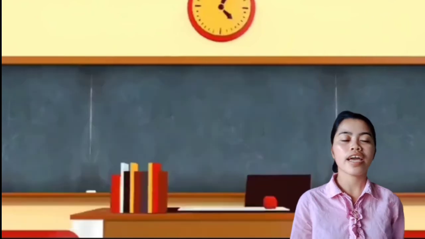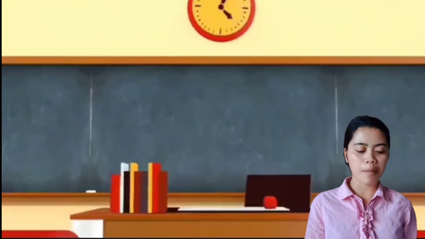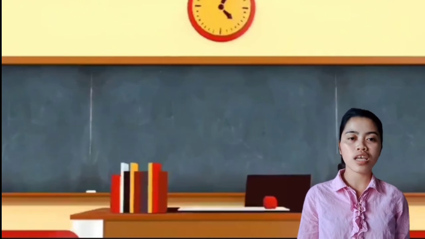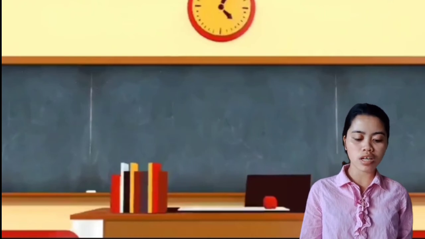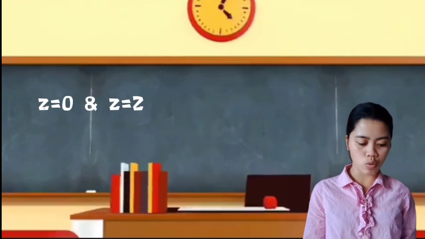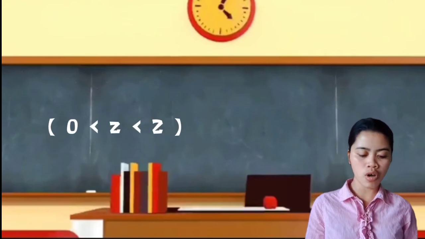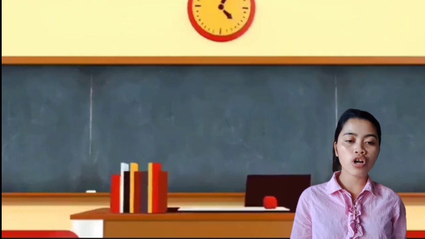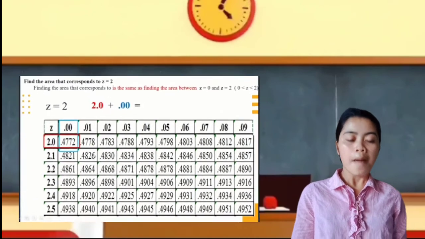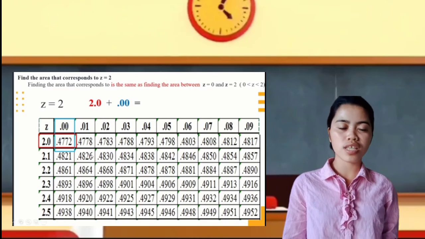Here is the example. Find the area that corresponds to z equals 2. This z equals 2 is the region you saw between z equals 0 and z equals 2. Or using interval notation, z is greater than 0 but less than 2, or greater than or equal. So, between 0 and 2, we will find the area of 2 using the table.